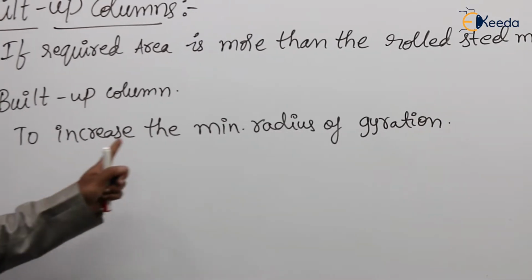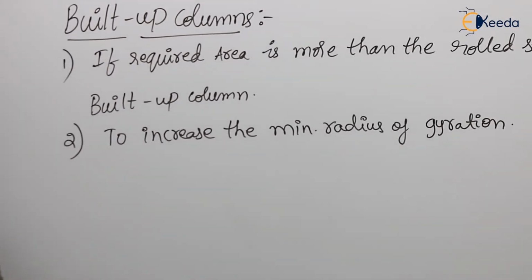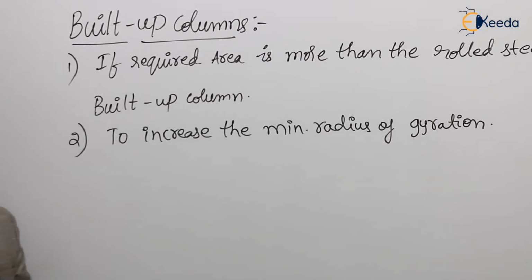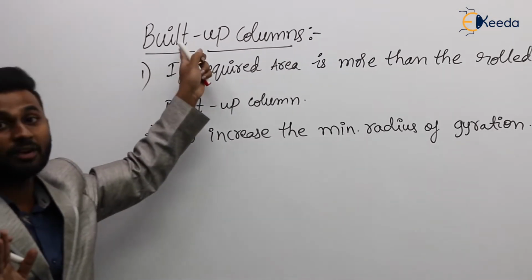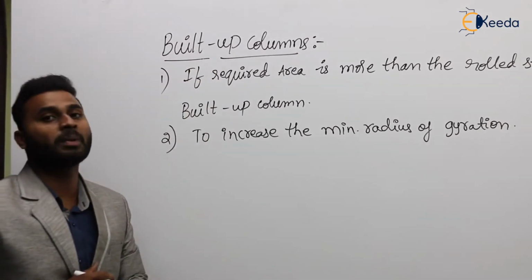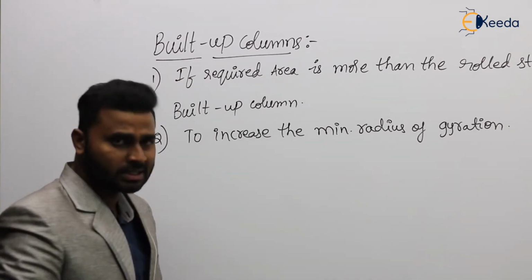Okay, to increase the minimum radius of gyration. So these are the conditions for a built-up column. If such situations are prevailing, then we prefer built-up columns. Okay, when we prefer built-up columns, what are the conditions?